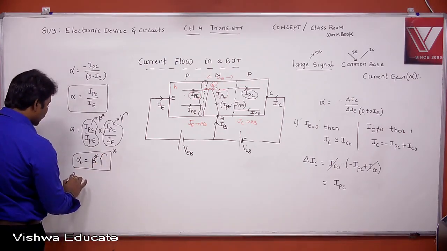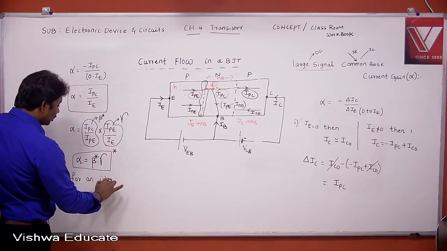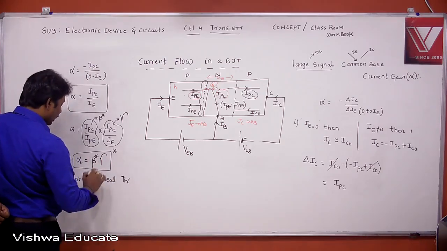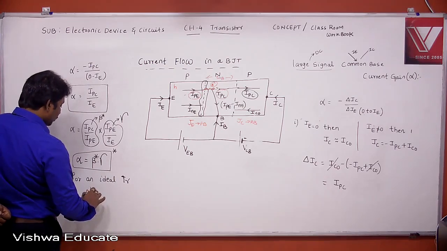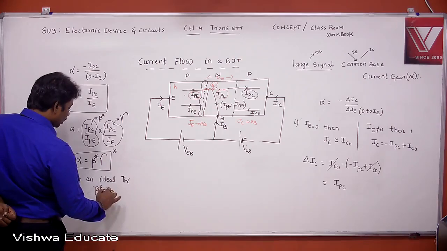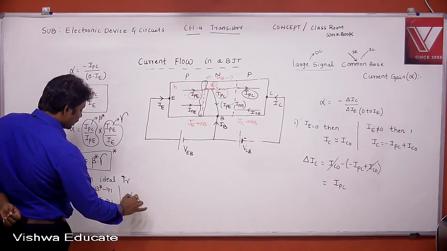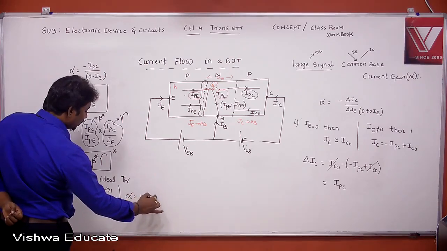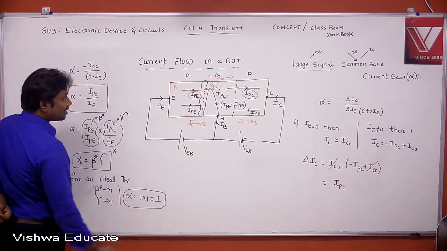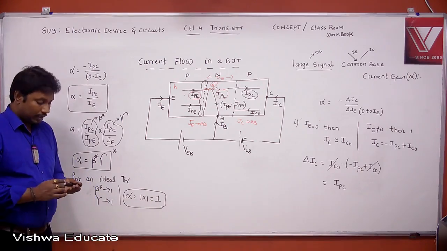For an ideal transistor, if beta star equals 1 and gamma equals 1, then alpha is 1 into 1, which is 1. In the case of an ideal transistor, the large signal common base current gain value is 1.